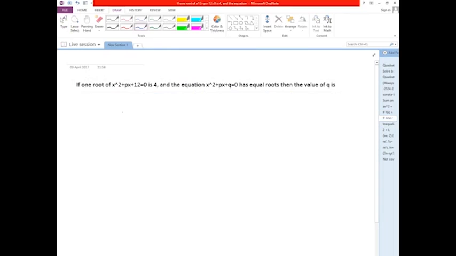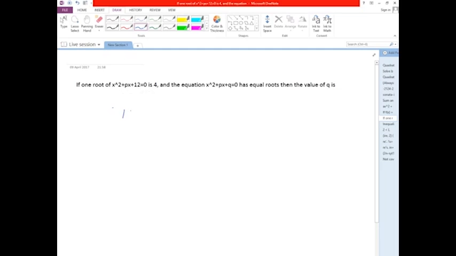I put this in last minute, so I'm not sure whether I copied the question correctly. But let's see. If one root of x square plus px plus 12 is 4 and the equation has equal roots, then the value of q is. So again, this was asked in CAT. This again is a moderately difficult question, not very difficult if you are aware, if you're not scared of algebra. So x square plus px plus 12, one root is 4.